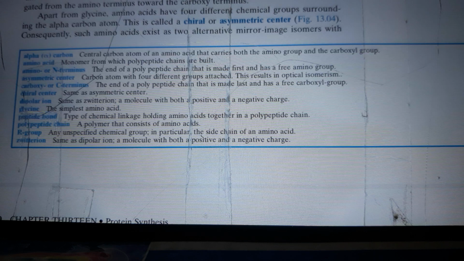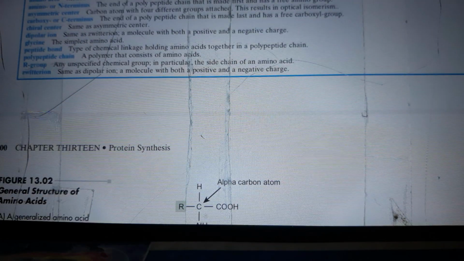Dipolar ion, same as zwitterion, a molecule with both a positive and a negative charge. Glycine, the simplest amino acid. Peptide bond, a type of chemical linkage holding amino acids together in a polypeptide chain. Polypeptide chain, a polymer that consists of amino acids. R group, any specified chemical group, in particular the side chain of an amino acid. And zwitterion is the same as a dipolar ion. A molecule with both a positive and a negative charge is called a zwitterion.